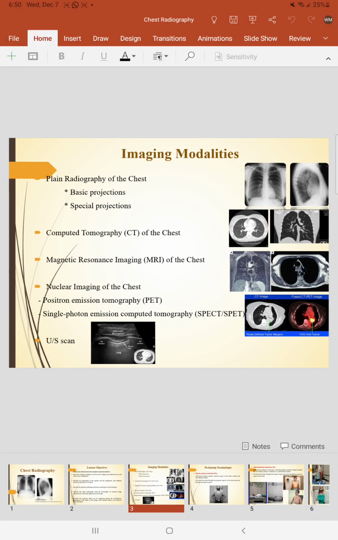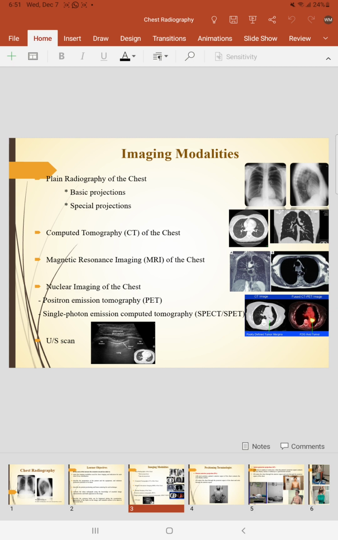Hello everyone. Today we are going to learn about chest radiography. There are a few imaging modalities of chest radiography. First one, plain radiography of the chest. There are basic projections and special projections, and CT scan of the chest. Then MRI of the chest, nuclear imaging of the chest, and PET scan of the chest.